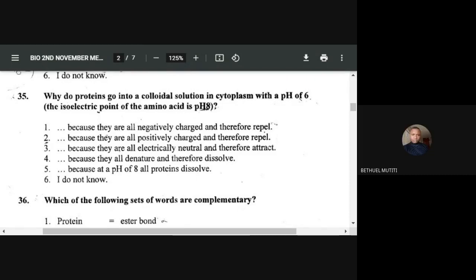Sorry for taking you back. I logged out. So you said the colloidal solution in feature.